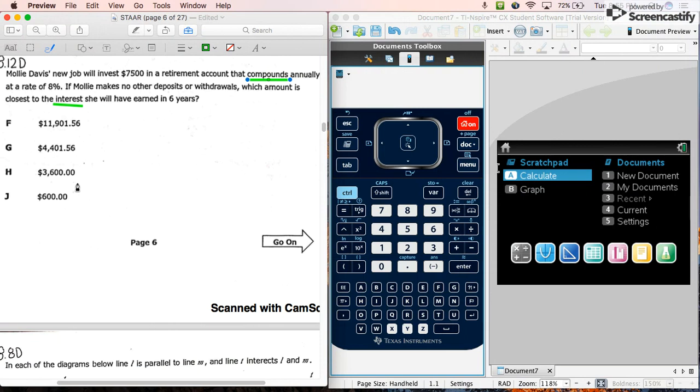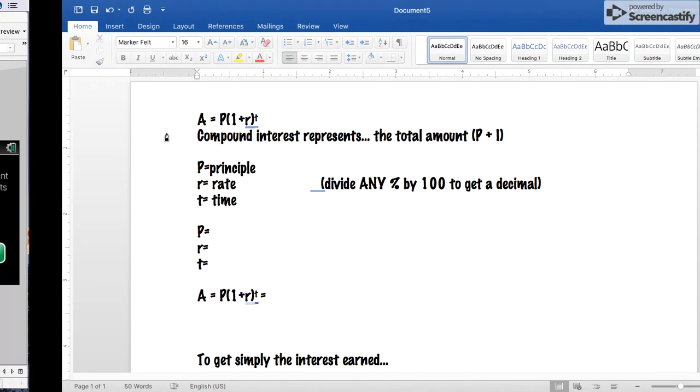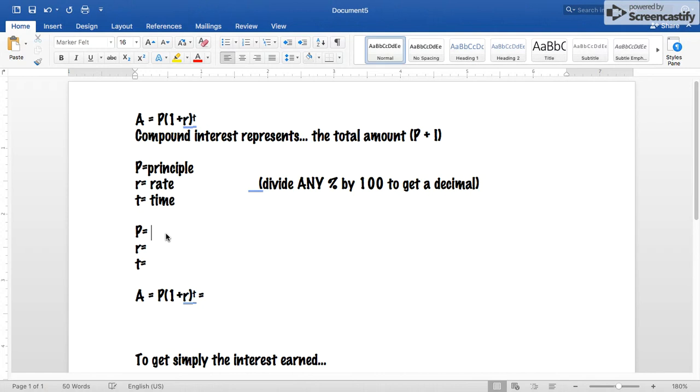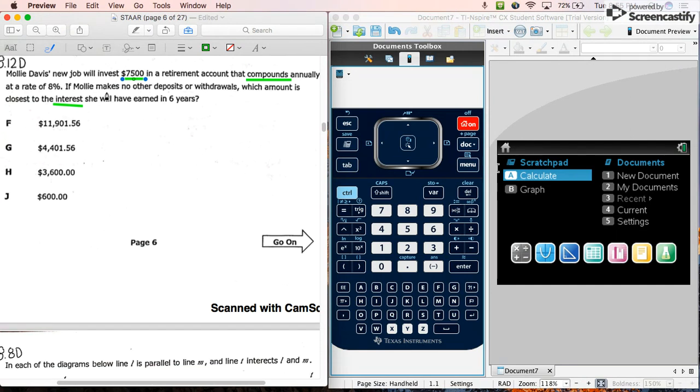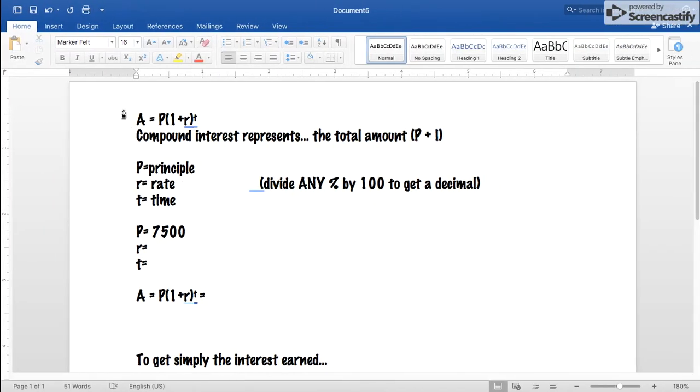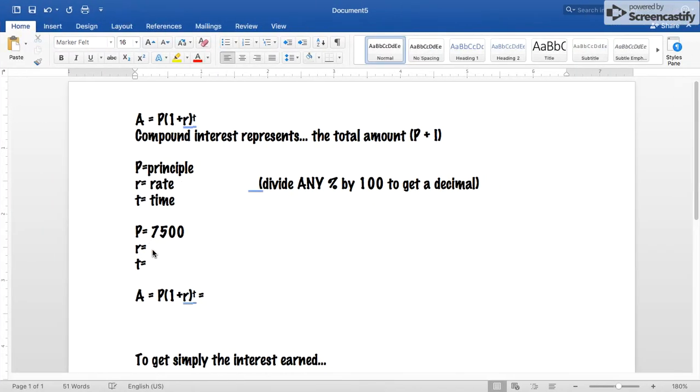So here's what I have. Molly Davis's new job will invest $7,500. That's the initial amount, what their beginning investment is going to be. So I know that $7,500 represents the principal. Let's keep going. It compounds annually at a rate of 8%. 8% I know is going to be my rate. So I'm going to put an 8%.